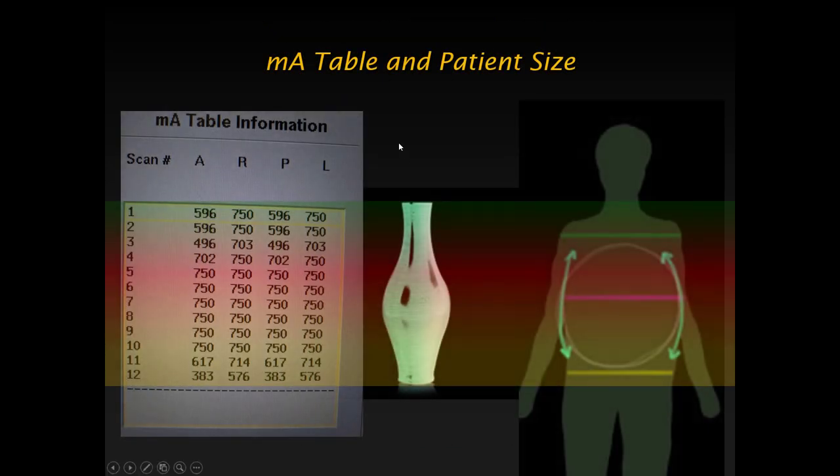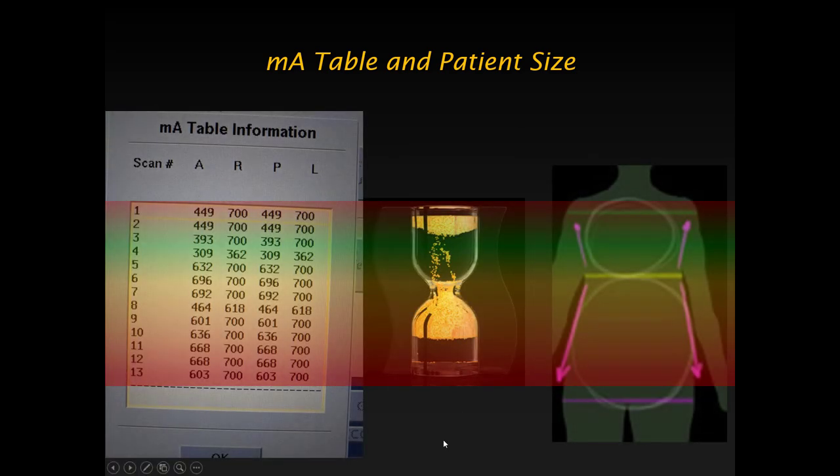And reading the MA table is pretty straightforward. You want to think about it in terms of where your scan range is, and then you can equate it to your patient's size. So if you're not modulating in the middle, likely you have a patient with a vase-like shape where they're just rounder in the middle. We also see the opposite, where we have hourglass patients where they're wider in the shoulders and in the hips and more narrow in the middle, where we're not modulating in the middle. Okay.